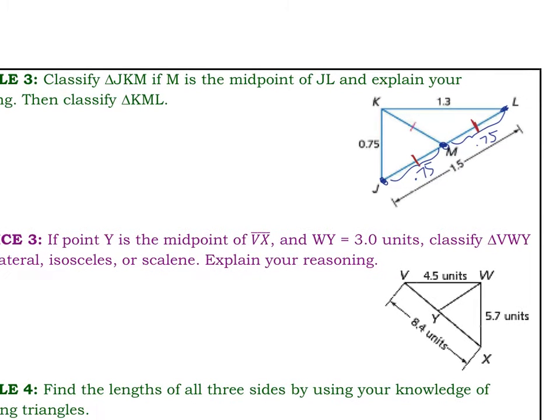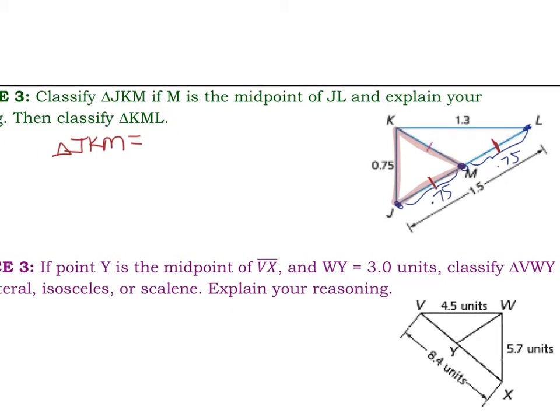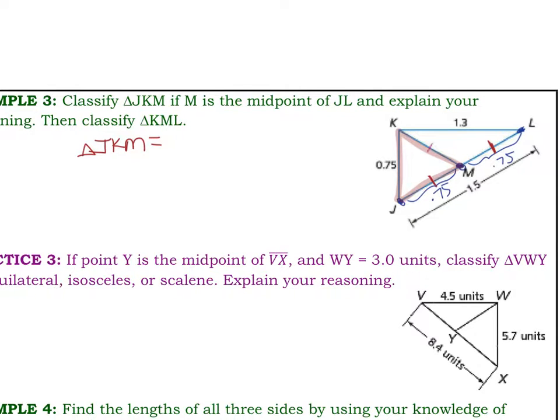So what triangle does it want me to classify first? Triangle JKM. Okay, so JKM, I'm talking about J to K to M. Well, what's going on there? How do we know they're all congruent? The little marks. Because the marks tell us, and they all have the same measurement, as far as we can see. So if every one of those legs of the triangle is 0.75, well, then it's going to be an equilateral.